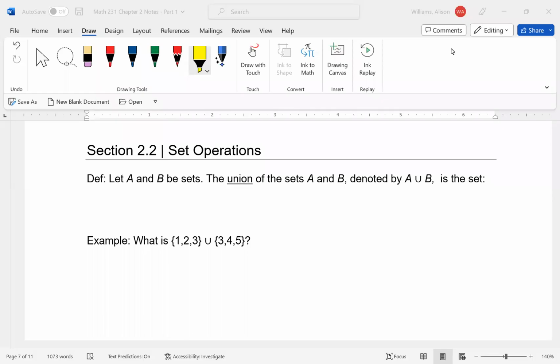In this video, we're going to look at set operations. So what we're doing is we're looking at what happens when we have two sets, what we can do and what we can talk about with those two sets. The first thing is the union between two sets.